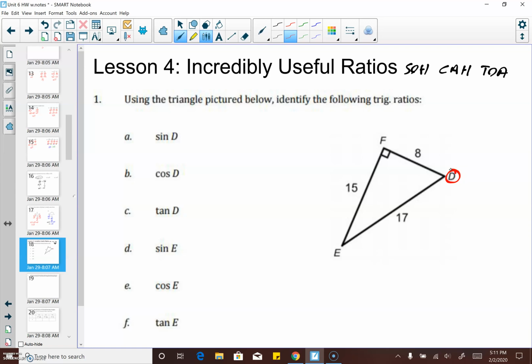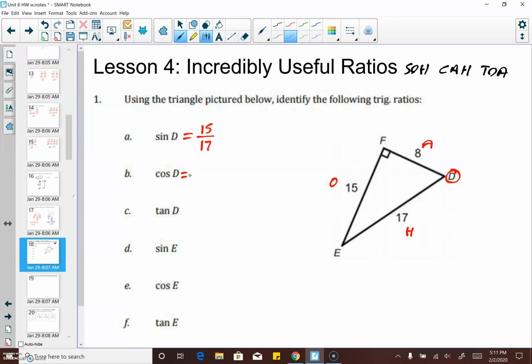Now, the first thing I like to do is always put my O, my A, and my H in my picture. So if I go from D and I go out, that would make 15 my opposite side. That would make 8 my adjacent side. And obviously 17 has to be the hypotenuse because that's the one opposite the right angle. So for sine of D, our ratio is opposite over hypotenuse. So the opposite side from angle D is 15. The hypotenuse is 17, so sine of D is equal to 15 over 17.